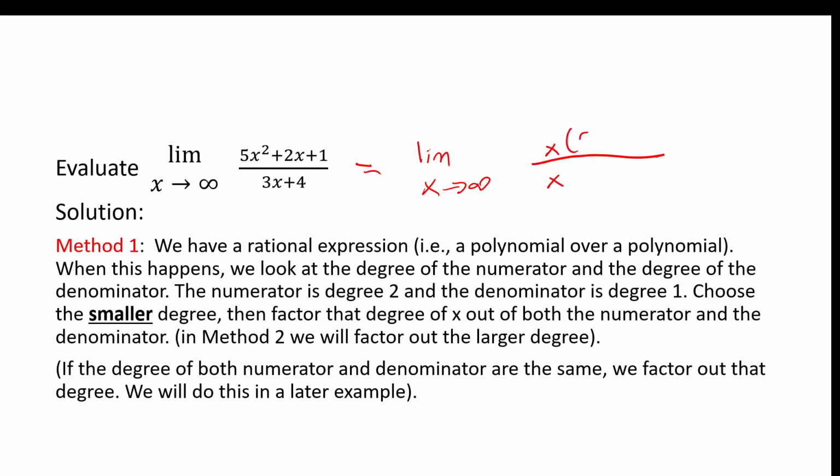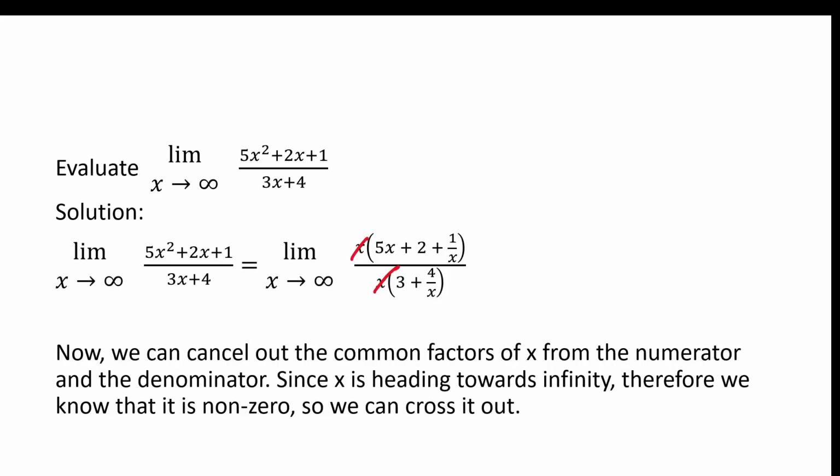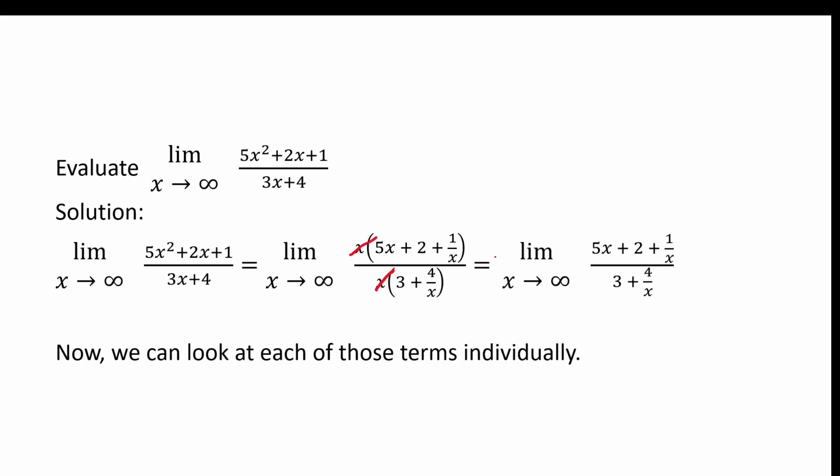Well, if you factor x out of the numerator, you're going to have 5x plus 2 plus 1 over x. And if you factor x out of the denominator, you're going to have 3 plus 4 over x. And if you distribute this back in, you'll see that we actually do end up with what's stated there. Now, if you do that, you're then in a position where you can cross out those x's. And now you can look at the limit of each one of those terms up top.